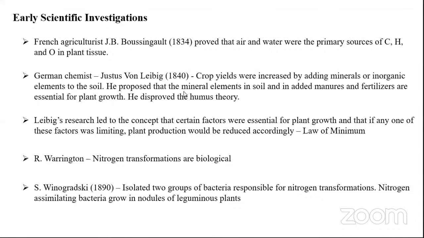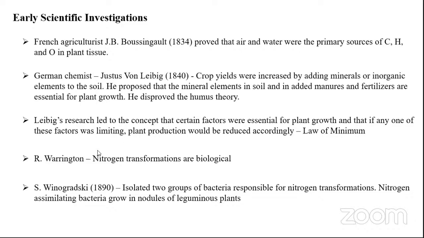Coming to the German chemist Justus von Liebig, he said crop yield was increasing by adding minerals and inorganic elements to the soil. He proposed the mineral elements in the soil and added manures. He also disproved the humus theory. You will read this humus theory in chemistry.